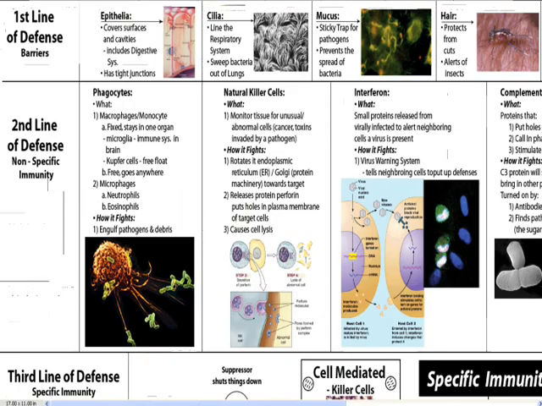And we'll start with epithelia. Epithelia covers surfaces and cavities, so things that are external, technically external. So the digestive system is technically external, the respiratory system is external, and it's lined with epithelia.